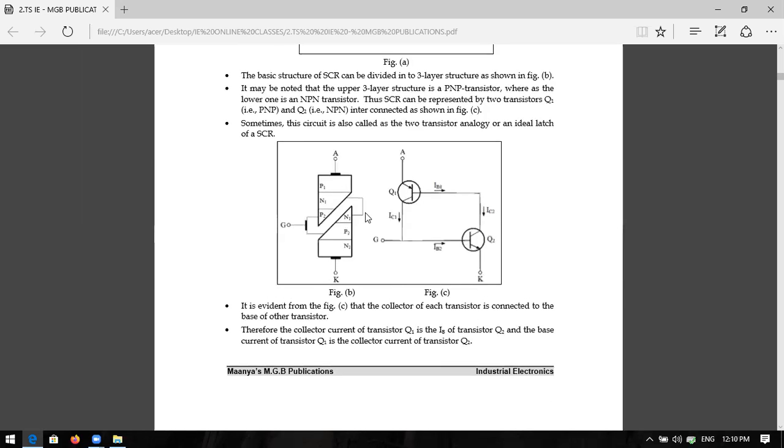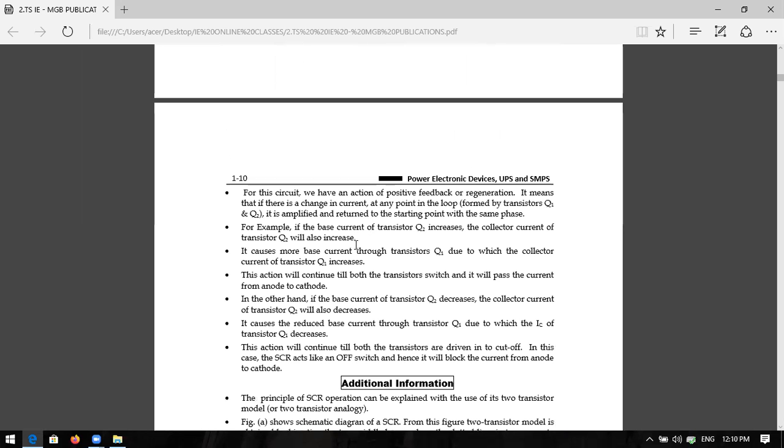So what is there in the circuit? Whenever a small energy is given to the gate terminal, that means you are giving energy to the base of the second transistor. By transistor action, that is called amplification, it will improve the energy and give it to the base of the first transistor Q1, and it will turn Q2 on as well as Q1 on. So both are in the saturation region. So the transistor, or SCR, will turn on. So it acts like an on switch.